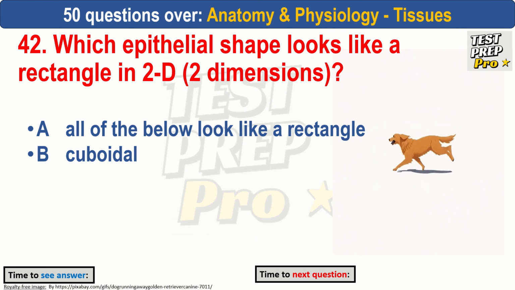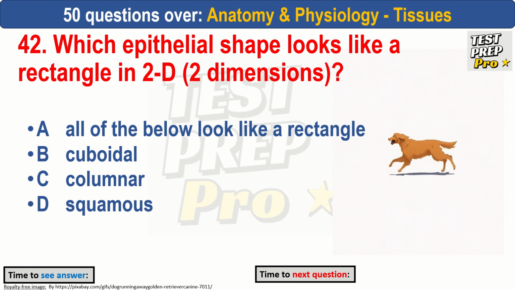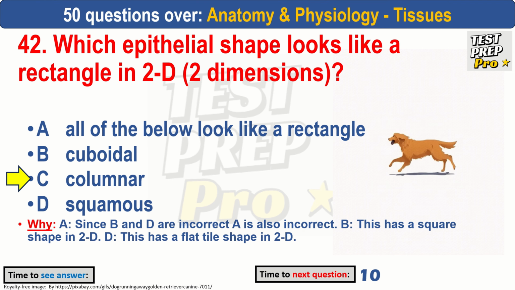Which epithelial shape looks like a rectangle in 2 dimensions? Is it A, all of the below look like a rectangle, B, cuboidal, C, columnar, or D, squamous? The answer is columnar. Definitely A can't be correct. Cuboidal means it looks sort of like a square, and squamous refers to just basically a flat cell.